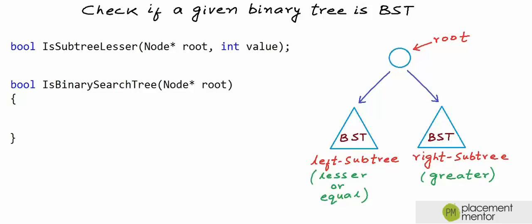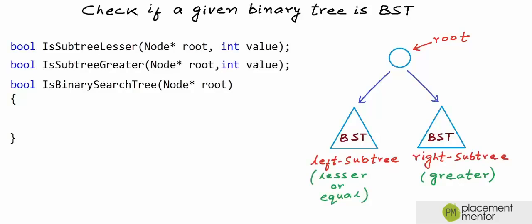I'm going to write a function named isSubTreeLesser that will take address of root node of a binary tree or subtree and an integer value as argument, and this function will return true if all the elements in the subtree are lesser than this value. And similarly, I'll write another function named isSubTreeGreater that will return true if all the elements in a subtree are greater than a given value. I have just declared these functions. I'll write body of these functions later.